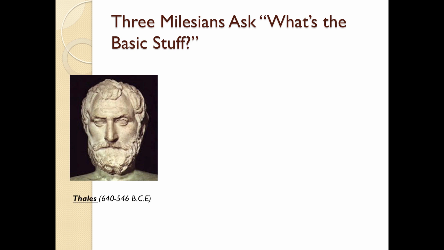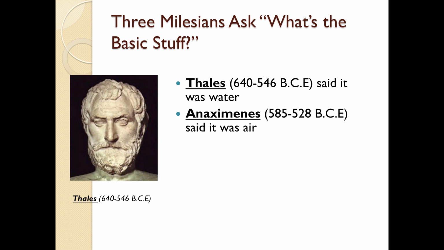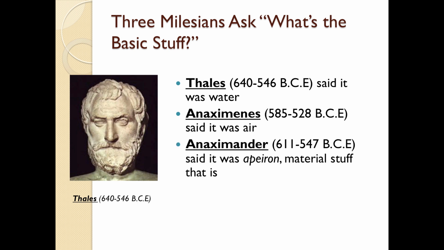So here's Thales, and he and two others were called Milesians, and they were asking a basic metaphysical question. What is the basic stuff of the universe? What makes up the universe? Thales said it was water. Another one of his colleagues, Anaximenes, said it was air. Anaximander said it was Apeiron, or material stuff that is neutral, boundless, indefinite, and indeterminate.